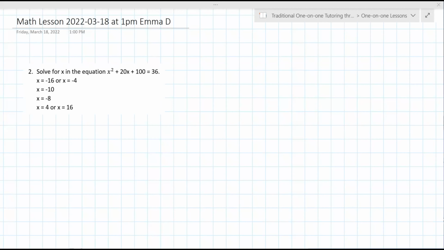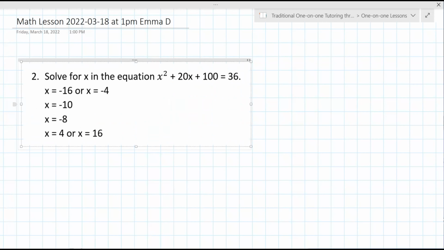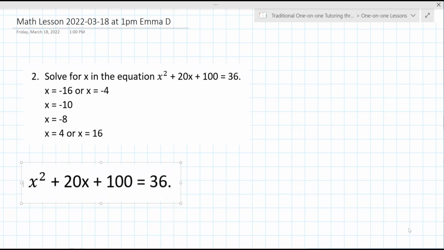Understandable. So number 2 here, what I'm going to also do is just snip the equation. We'll come back to the answer space. So question 2 here, it gives you this equation right here, and it says to solve.